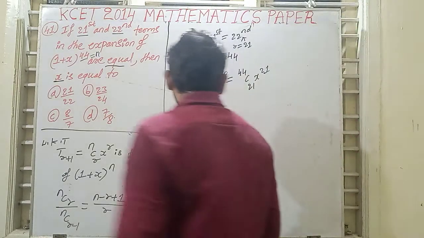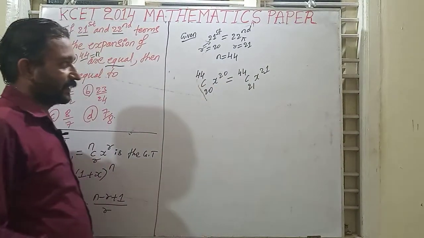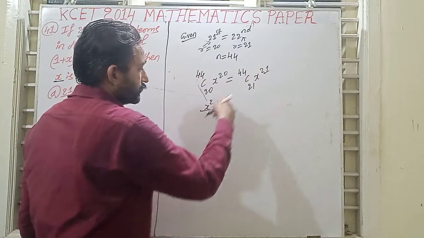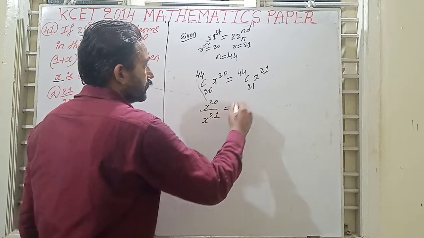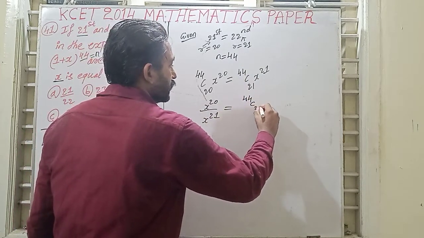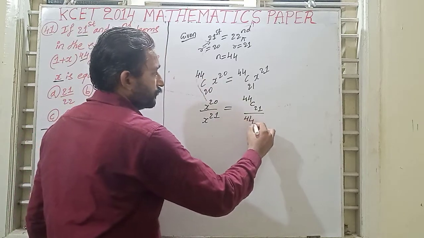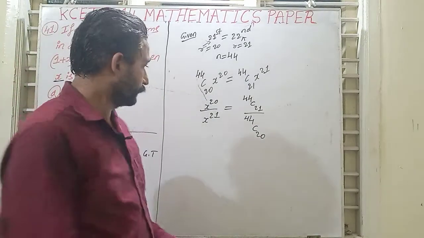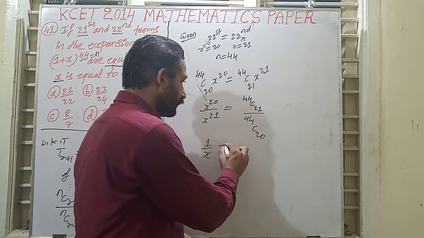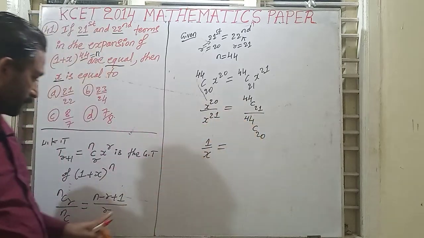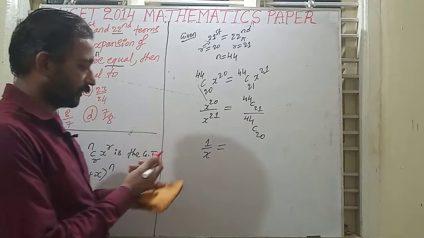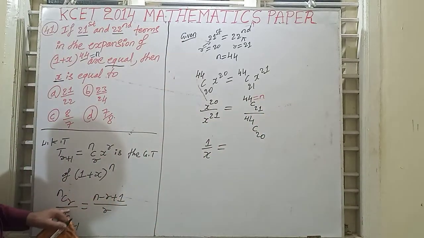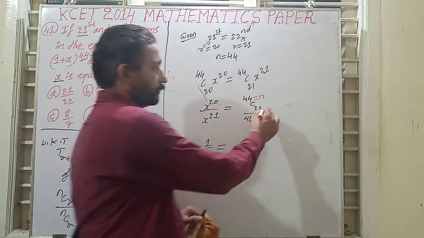Simplify this equation and we get the required x value. x to the power of 20 divided by x to the power of 21 is equal to 44C21 divided by 44C20. x to the power of 20 divided by x to the power of 21 becomes 1 by x. Next simplify the right side using this formula. Here n is 44 and r is 21, r minus 1 is 20.